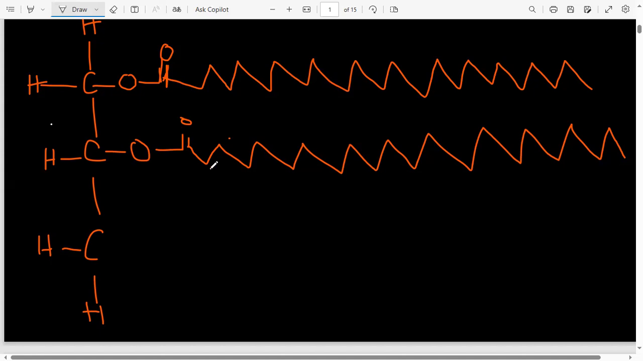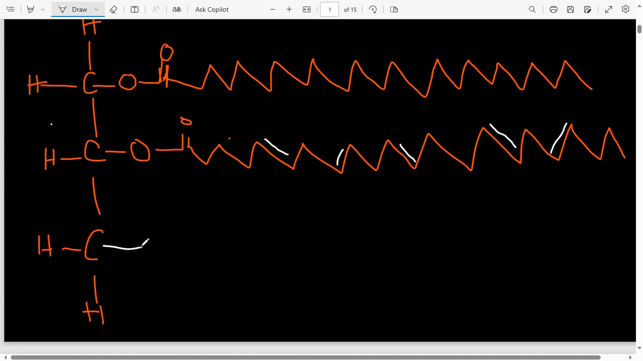So this is the 1, 2, 3, 4. So at 5, we are going to put a double bond. 6, 7, 8, put a double bond. 9, 10, 11, we put a double bond. 12, 13, 14, 15, we put a double bond. 16, 17, 18, we put a double bond. Okay, so those are the 5 double bonds that we can put.